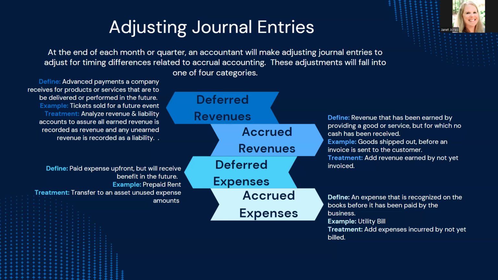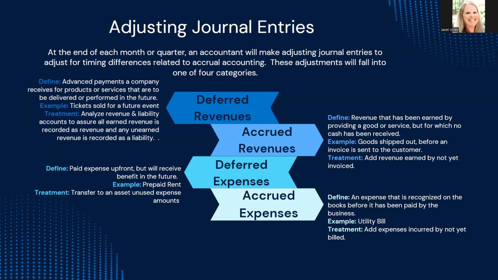Accrued expenses are expenses that are recognized now, but we're not going to pay for them until later. An expense that is recognized on the books before it has actually been paid or before we've received the bill for that business. My example here is a utility bill. We may be using water every single day, but we don't get the bill until the next month. So at the end of the year or the end of the month, we're going to want to make sure we are recording that expense for when we actually used that water or that electricity. We'll want to add that expense in that has been incurred, but we have not yet received the bill for. So these are our 4 different classifications of adjusting journal entries.